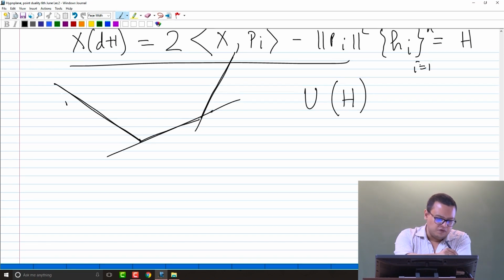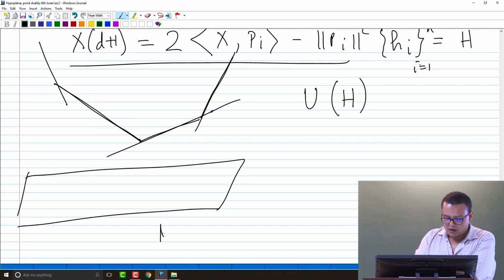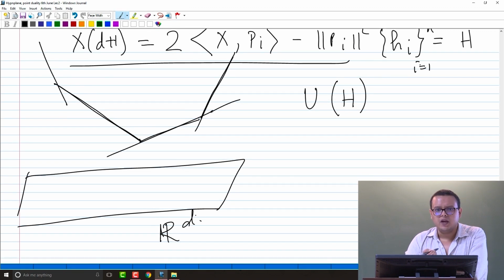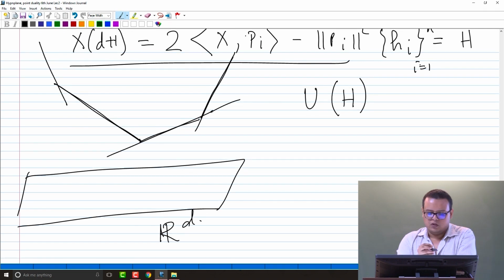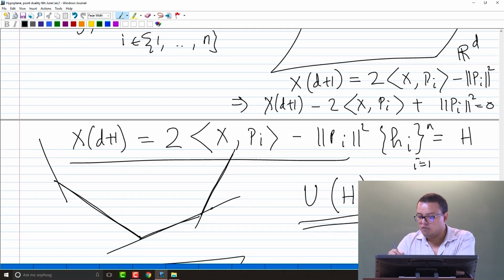If I maintain the upper envelope of this object, I am basically maintaining the Voronoi decomposition in R^d. How do I get it? I project this upper envelope to R^d and I get my respective Voronoi diagram. So now what do we get? We have mapped the Voronoi diagram to the lower envelope of these non-vertical hyperplanes.